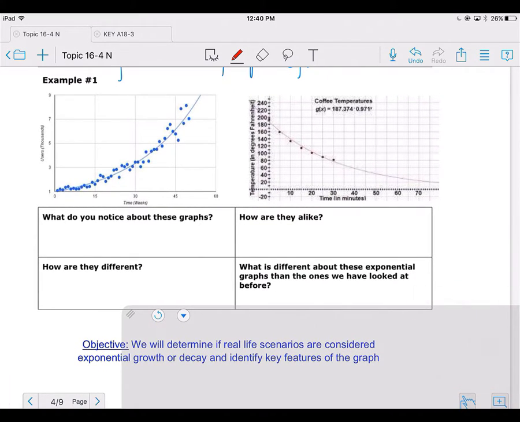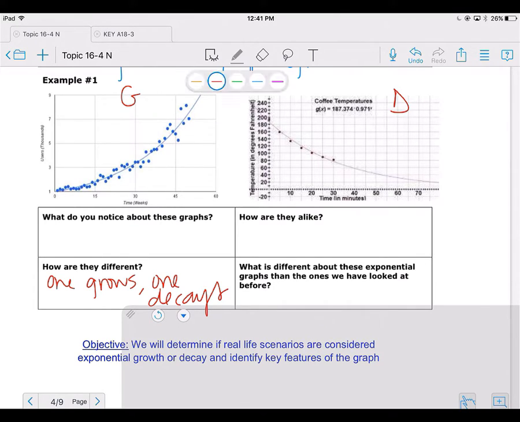So for this first example, we have two graphs here, and they ask us what we notice about the graphs. Immediately, we can see that one is growing and one is decaying, so we're going to put that under they're different. One grows and one decays. And just for our reference, I'm going to label growth and decay on there so we know which one is which. So they are different because one is growing and one is decaying.